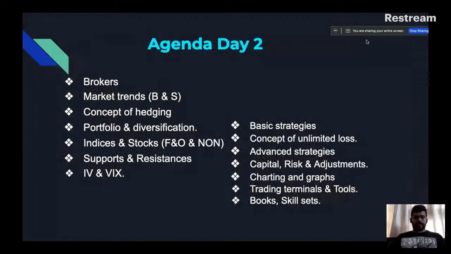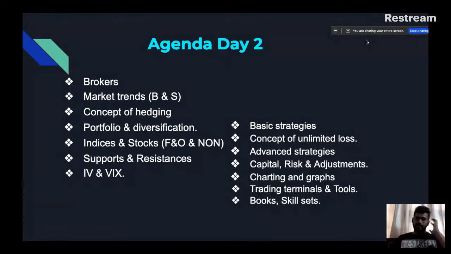Second, when it comes to the second day, we'll talk about different kinds of brokers and why we need to discuss brokers, because in options trading there are a lot of limitations when it comes to brokers and brokerage houses. We'll start discussing market trends, when we have to buy, when we have to sell, what the market cycle is and how it works, and how we can build our portfolio. We'll talk about hedging, why we have to do indices and why we have to do stocks. We'll talk about support and resistance.